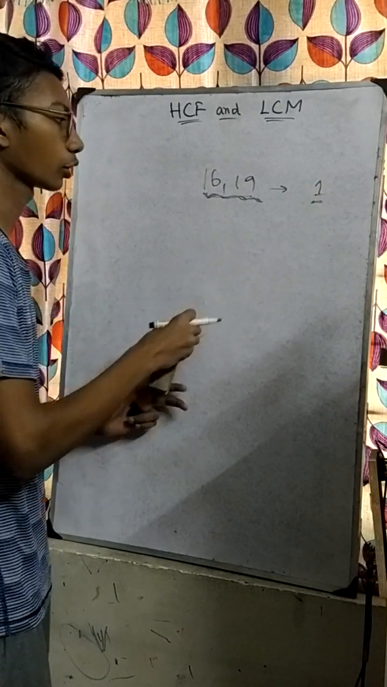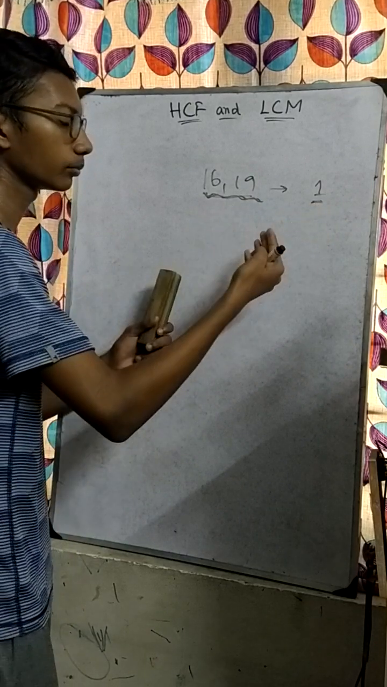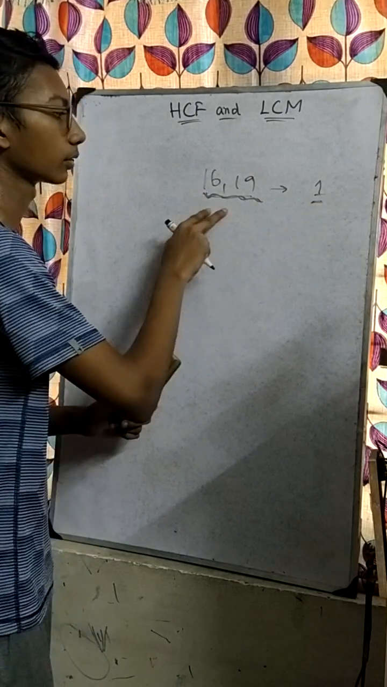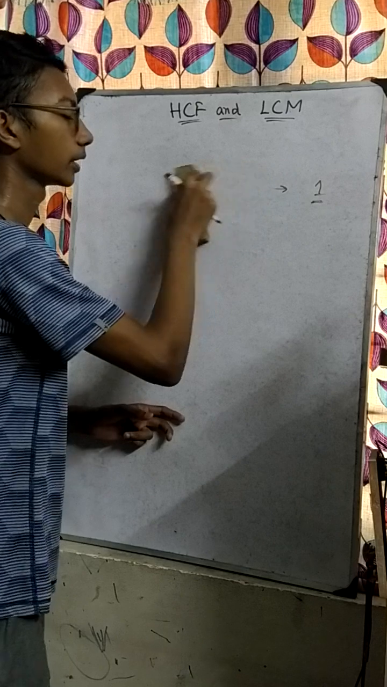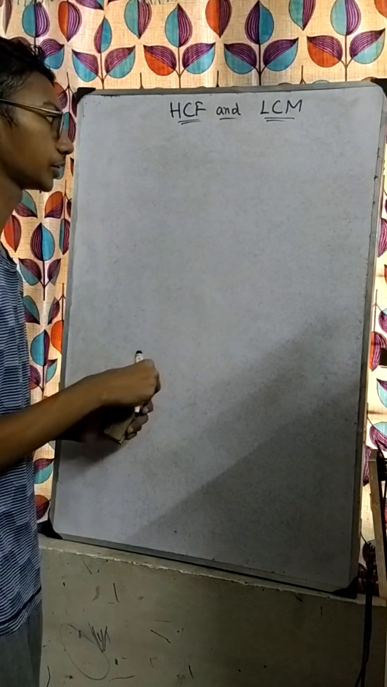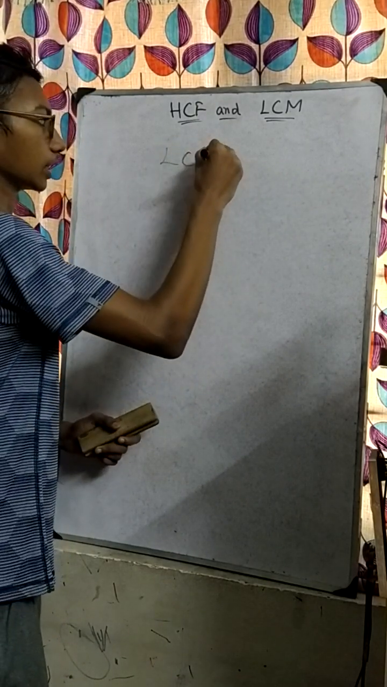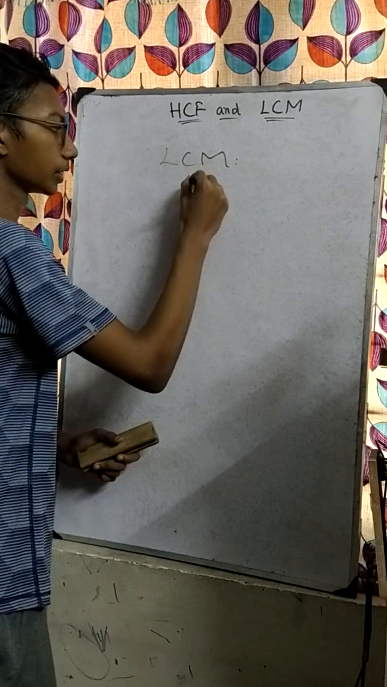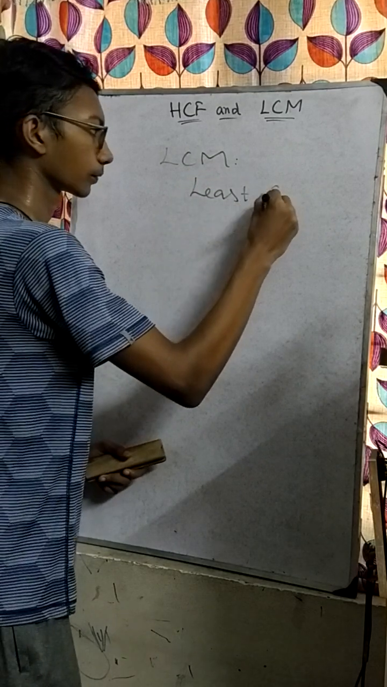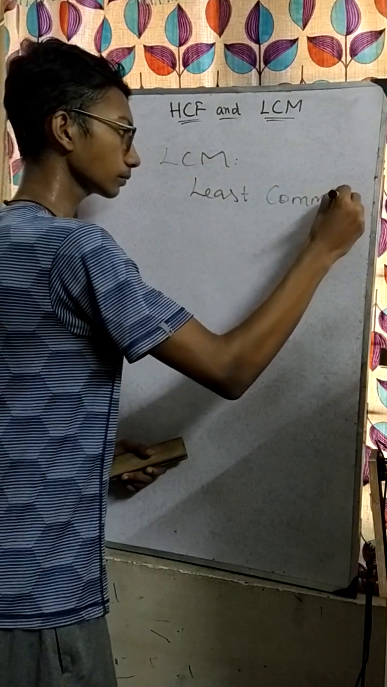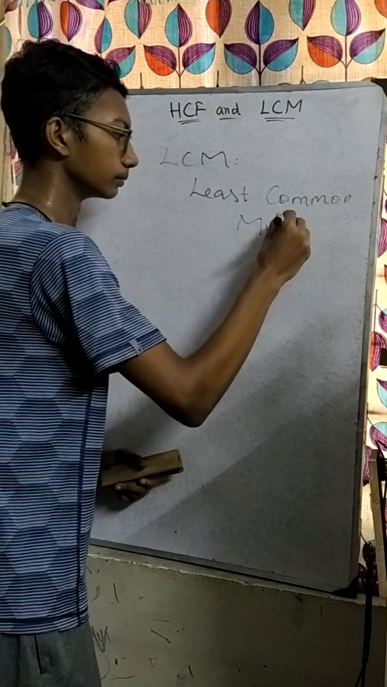Because the highest common factor is 1, there is no other number or no higher number that both these will come in one table. So that is the thing with HCF. The next thing is LCM. The full form of LCM is least common multiple.